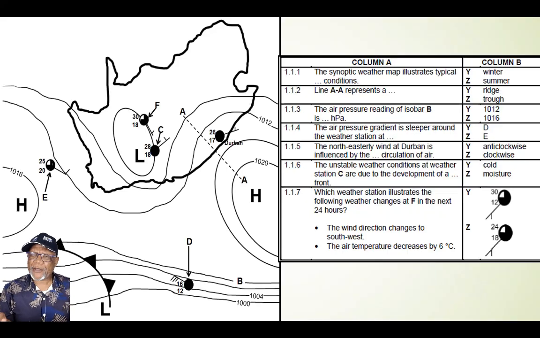The question is, the synoptic weather map illustrates typical conditions. What is it, winter or is it summer? Now you have to interpret this. What do you see here?